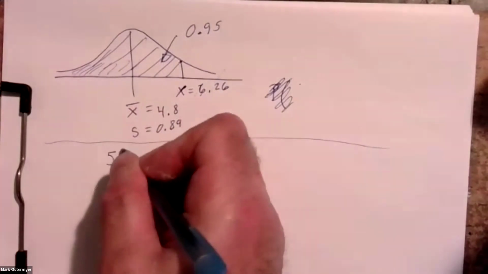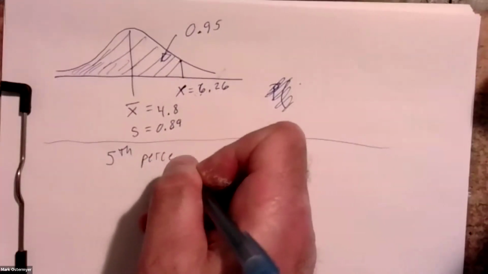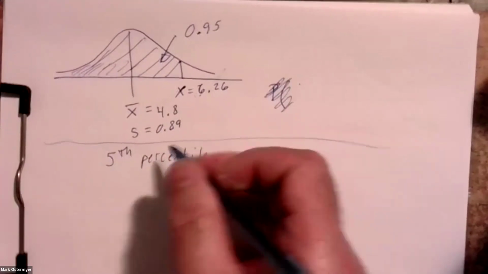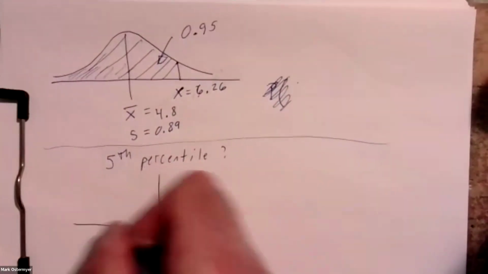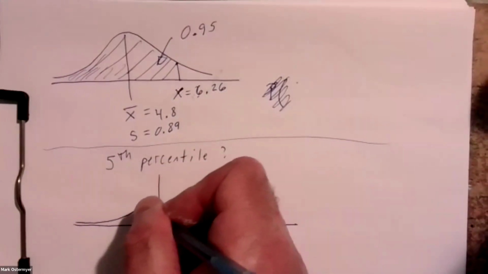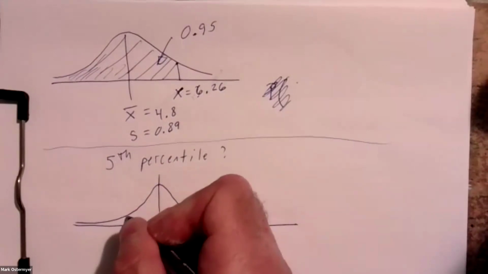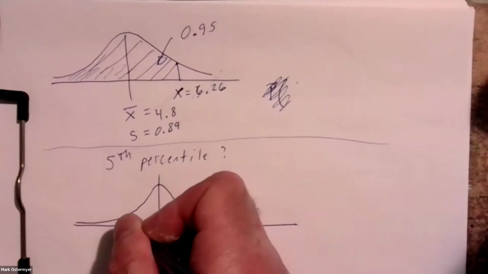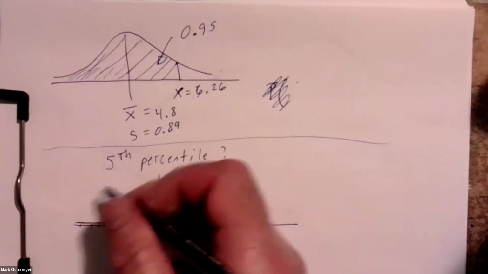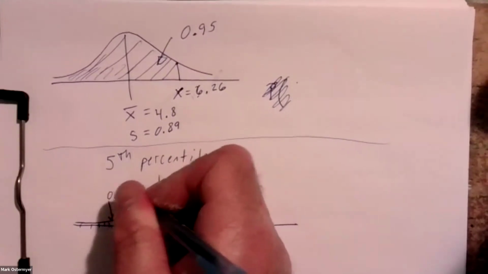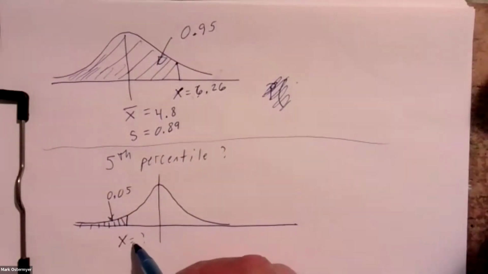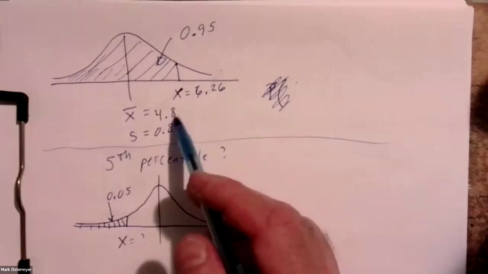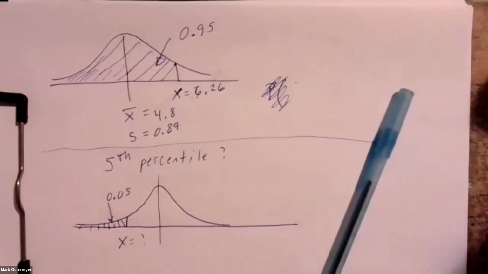All right, suppose I want to find the 5th percentile. Well, graphically now, we know the area to the left of this unknown percentile, this 5th percentile, is going to be 5%. So this is going to be 5%, this area down here. We want to find this percentile value, this 5th percentile. So we go to our inverse norm calculator and type in the area to the left of this unknown value is 5%. The mean is 4.8, standard deviation is 0.89.